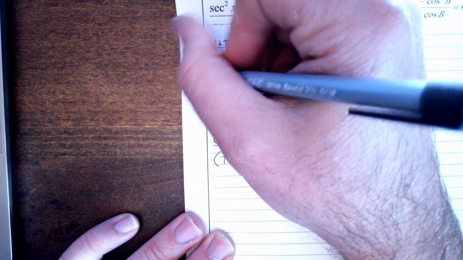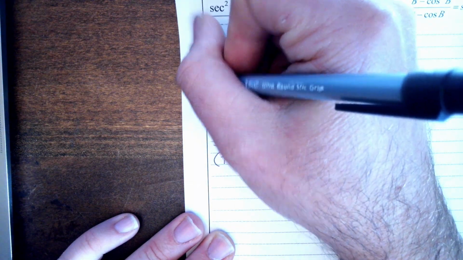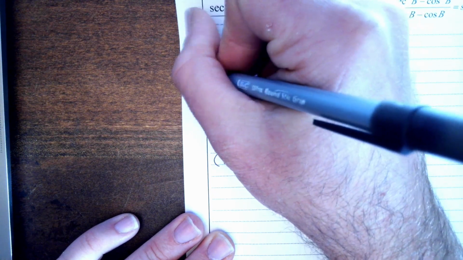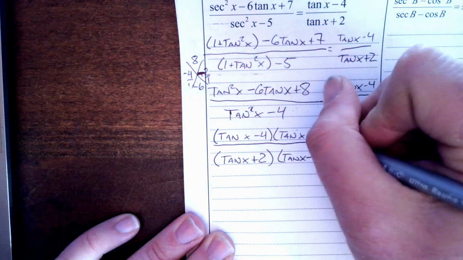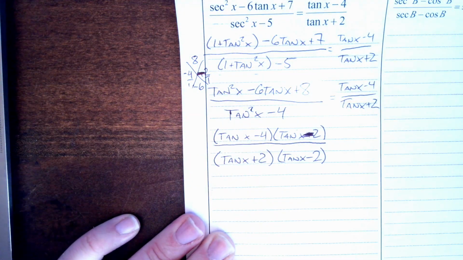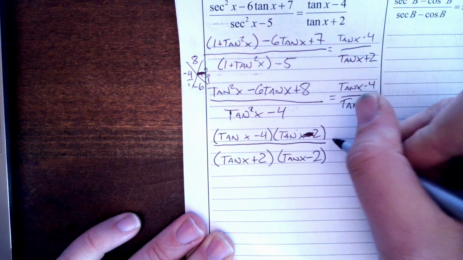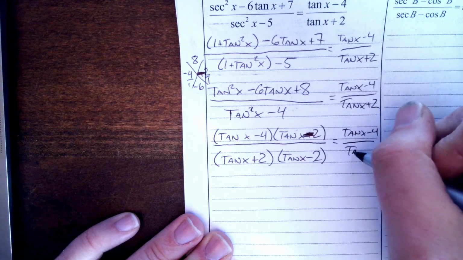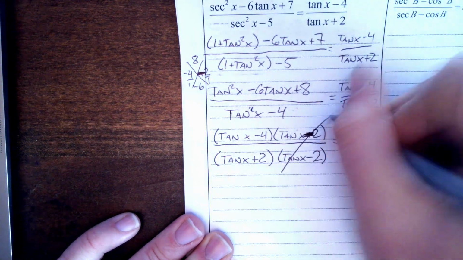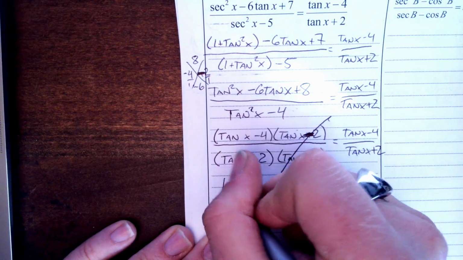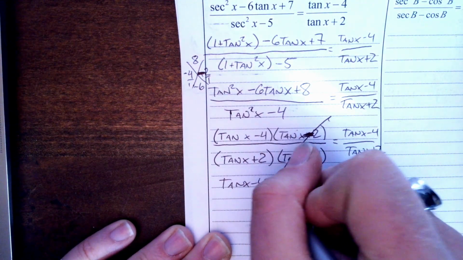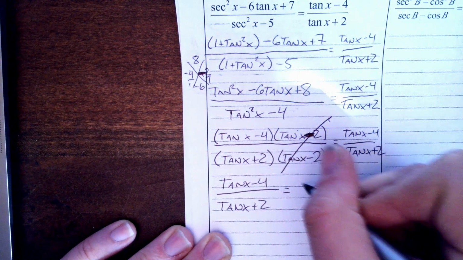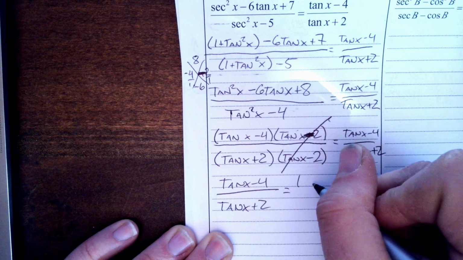Also, I noticed negative 4 plus 2 is negative 2. Negative 4 times positive 2 is negative 8. So I actually needed to make this negative 2. And this one should then be negative 2. Because now, in order to make this the tangent of x minus 4 over the tangent of x plus 2, these can cancel out. And we get that the tangent of x minus 4 over the tangent of x plus 2 equals itself, which is the definition of an identity.